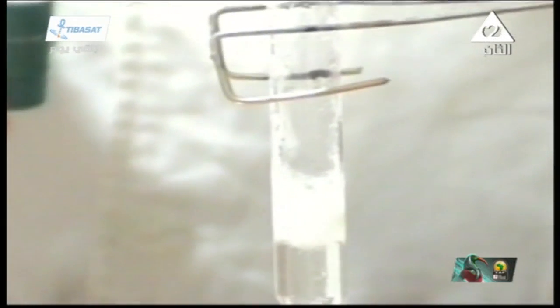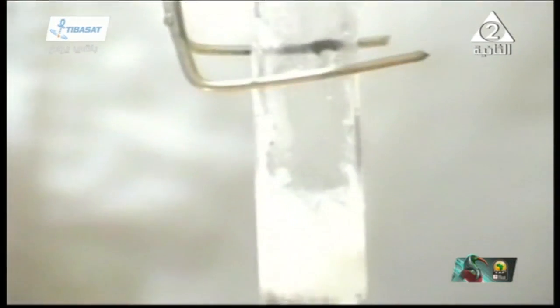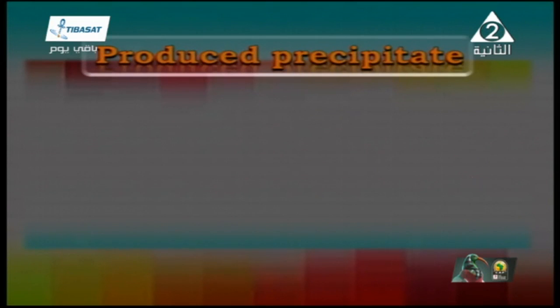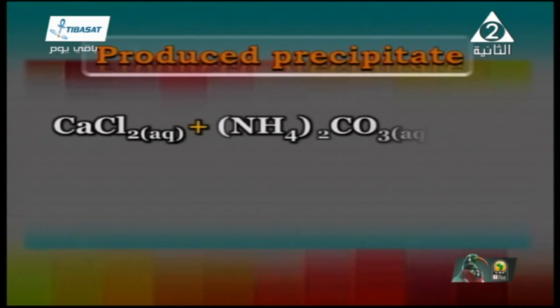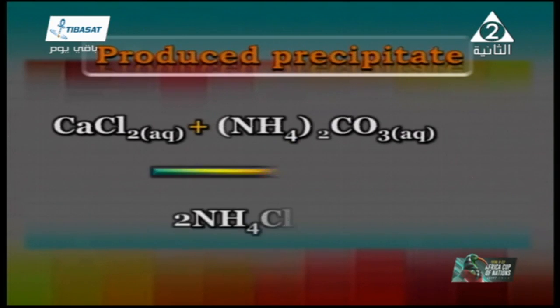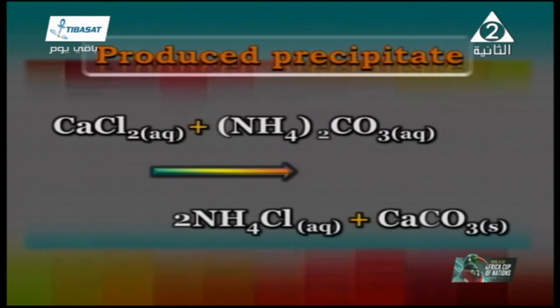So my dear student, if we add the ammonium carbonate to the calcium salt solution, we observe a white precipitate of calcium carbonate as shown on the screen. As shown in the equation here, calcium chloride solution plus ammonium carbonate gives ammonium chloride and calcium carbonate. This calcium carbonate is soluble in solution containing carbon dioxide.